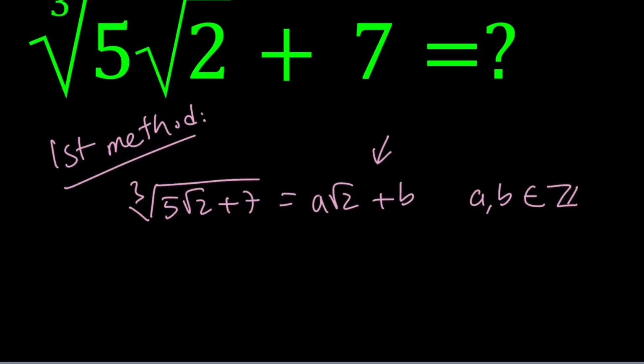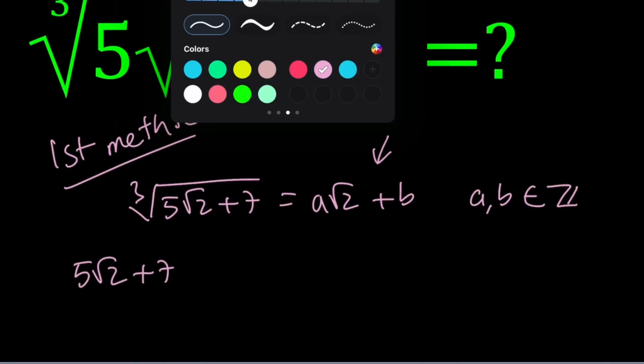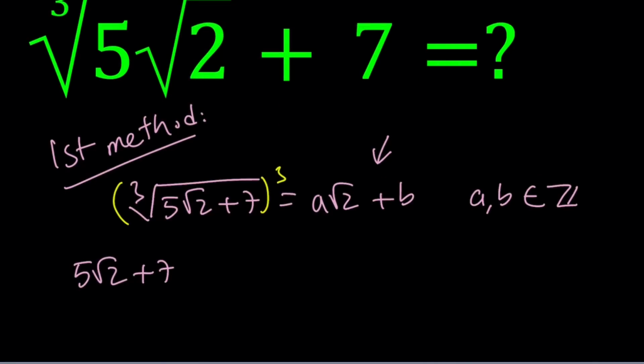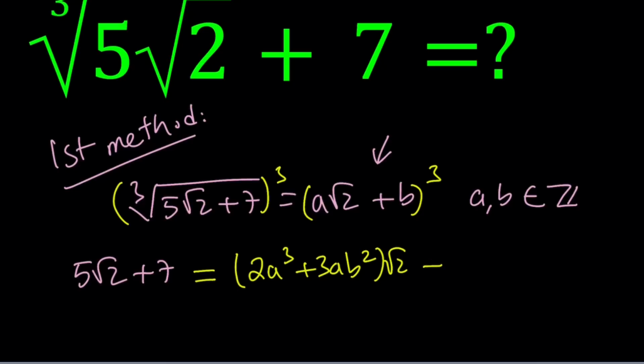On the left hand side, you're going to get 5 root 2 plus 7. So we're cubing both sides, and the left hand side is going to give you that. And the right hand side, when you arrange the terms, obviously you're going to have some terms that have square root of 2 in them. And it's going to look like this: 2a cubed plus 3ab squared multiplied by root 2. I already factored it for you.